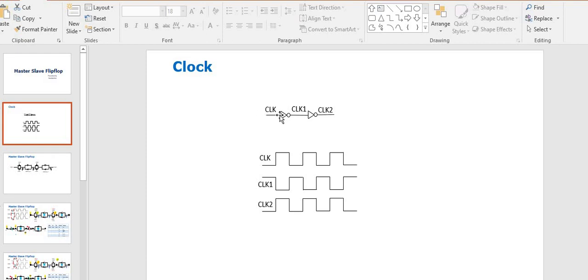Then clock 0 is inverted into clock 1. So when I give 0, it will be inverted into 1. Again, this is connected to another inverter, which inverts it again. So clock 1 is the inverted clock signal, and clock 2 is the inverse of clock 1, so clock 2 and the clock are the same.